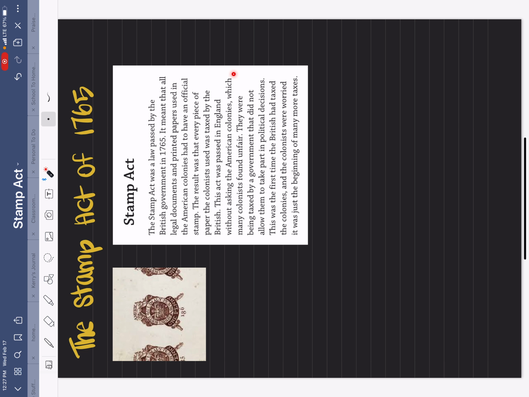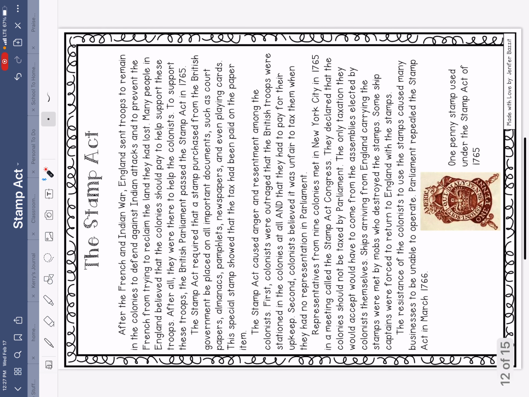And I have to be honest with you, I think that's unfair too. They were being taxed by a government that did not allow them to take part in political decisions. This was the first time that the British had taxed the colonies. The colonists were worried that it was the beginning of many more taxes.